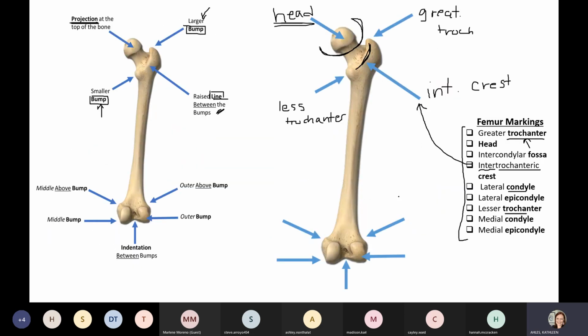Let's do the other end. Let's do the distal end of the femur. When I look at the distal end of the femur, I have 2 bumps that are called condyles and 2 bumps that are called epicondyles.